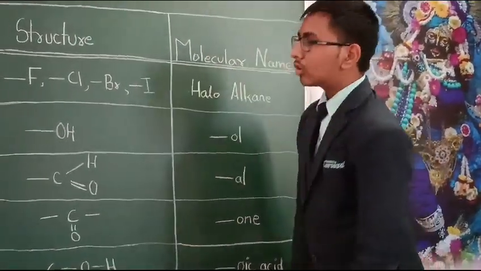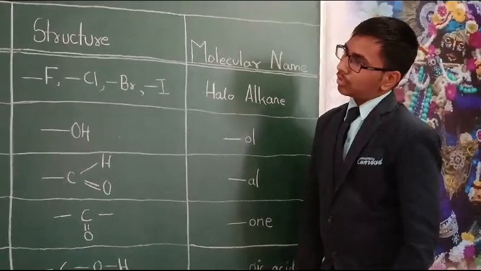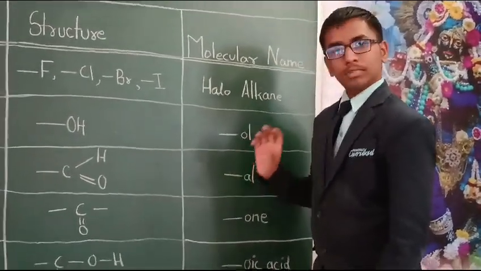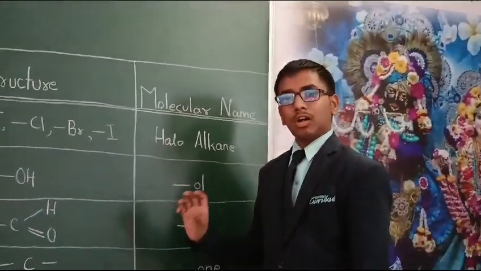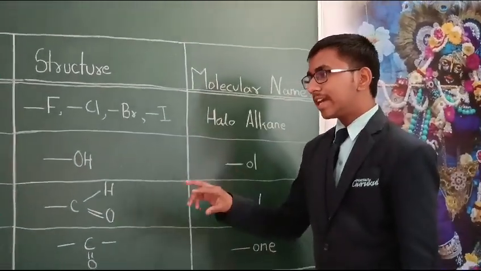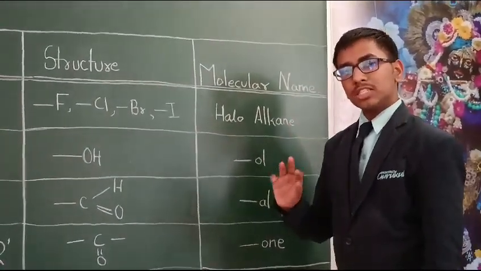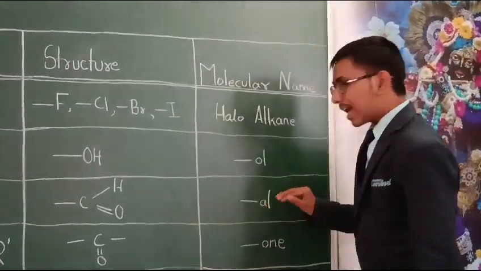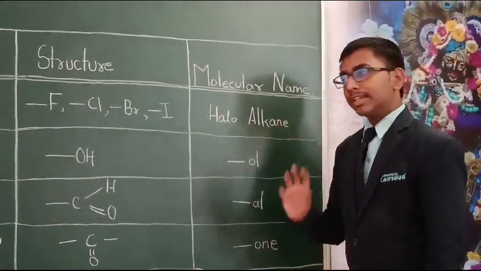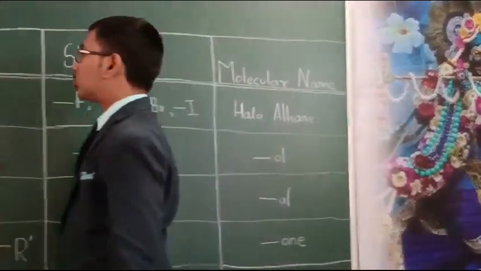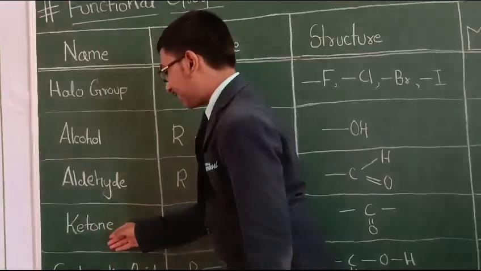The examples for the aldehyde group are methanal, ethanal and propanal. All these three are examples for the aldehyde. From all these three examples, we can also conclude that Al is attached as a suffix to the name of the alkane. Now let's move on to the fourth functional group, which is ketone.